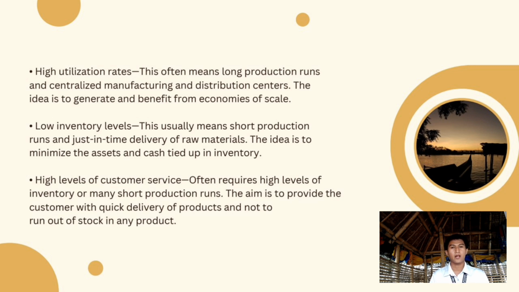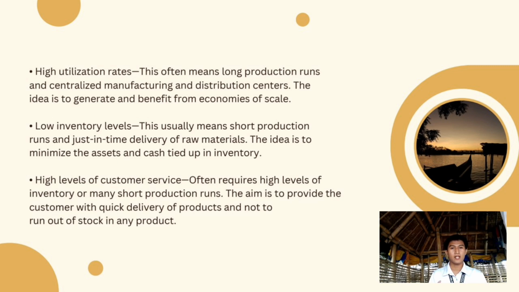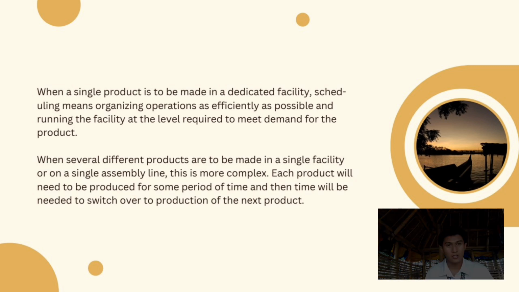The aim is to provide the customer with quick delivery of products and not to run out of stock of any product. To ensure fast delivery and avoid stockouts, a company may need to keep more inventory and do smaller, frequent production runs. When a single product is to be made in a dedicated facility, scheduling means organizing operations as efficiently as possible and running the facility at the level required to meet the demand of the product.